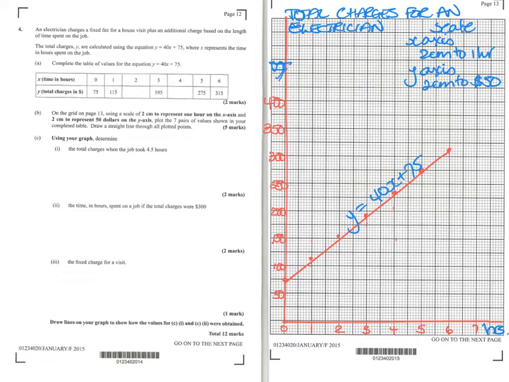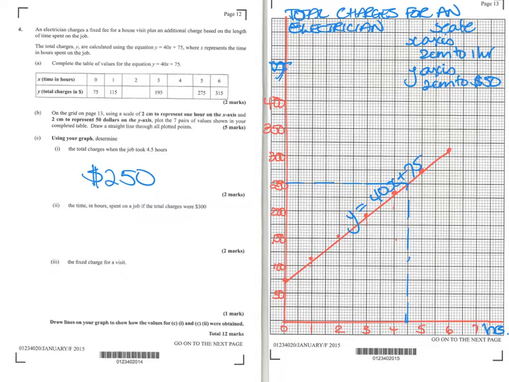Then they want us to use our graph to determine the total charges when the job took 4.5 hours. So we will go to 4.5 hours on the x-axis, which is halfway between 4 and 5, and we will draw a dotted line going up, and we'll see that the corresponding y value is $250. So we know that our answer here is $250.